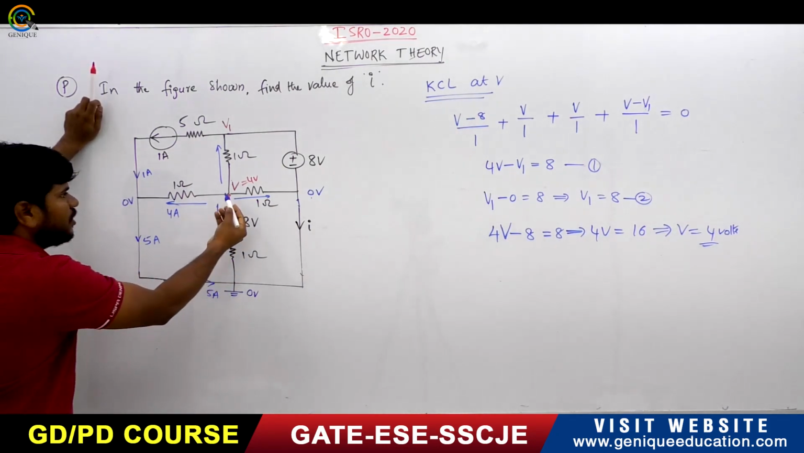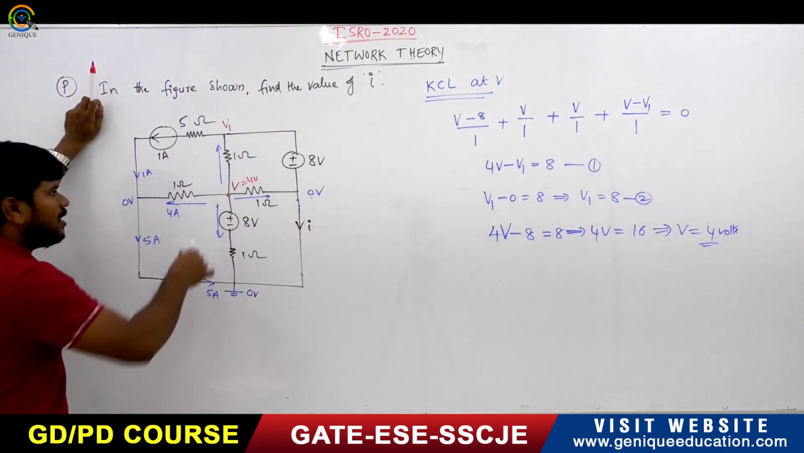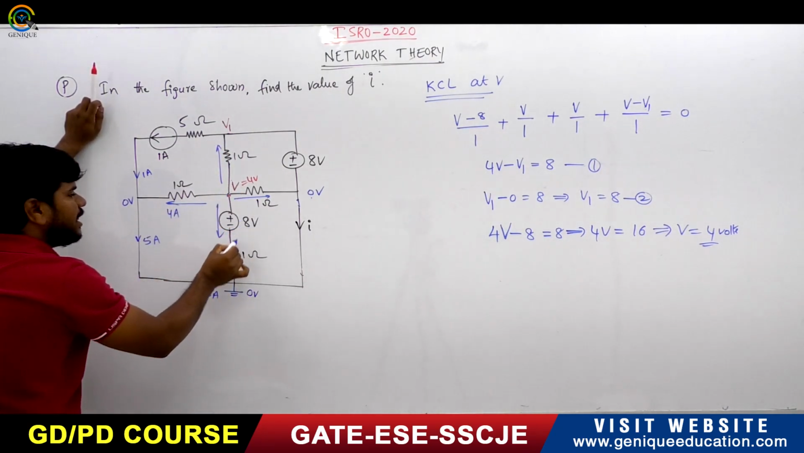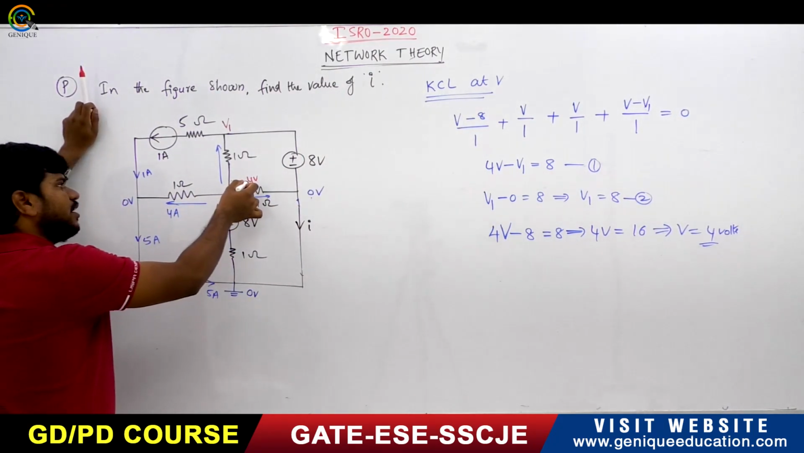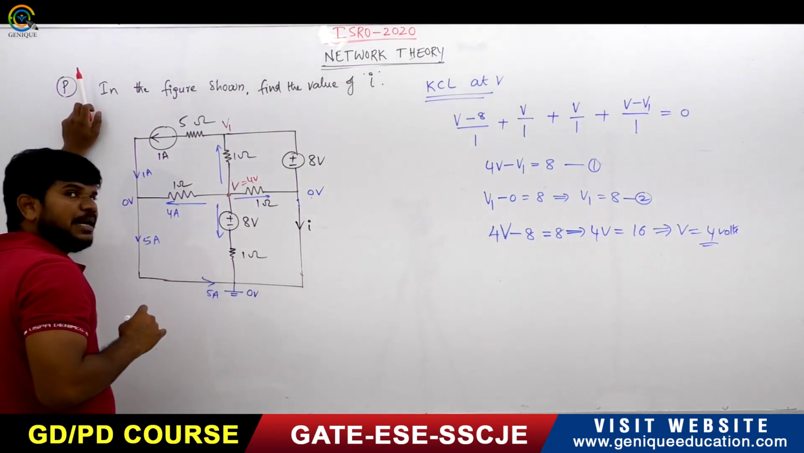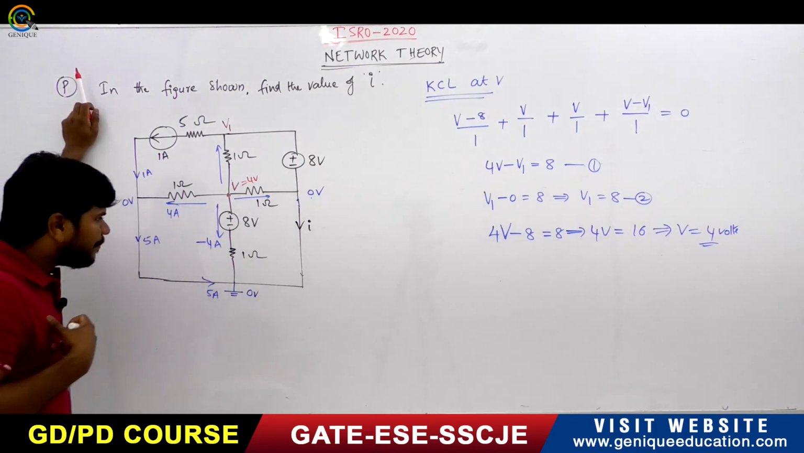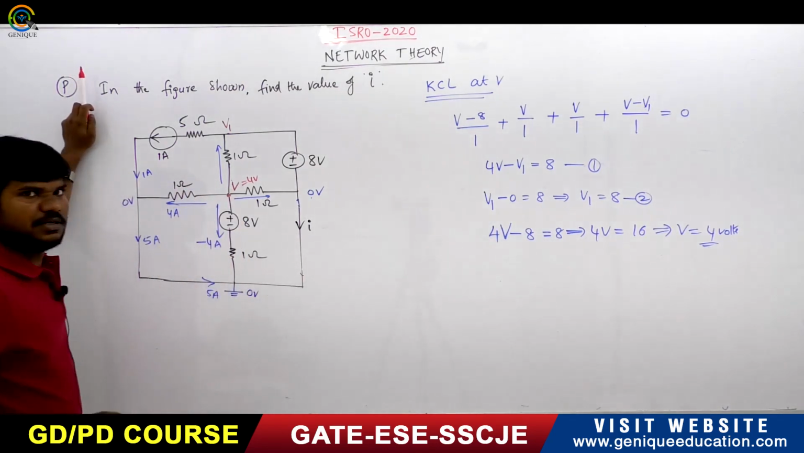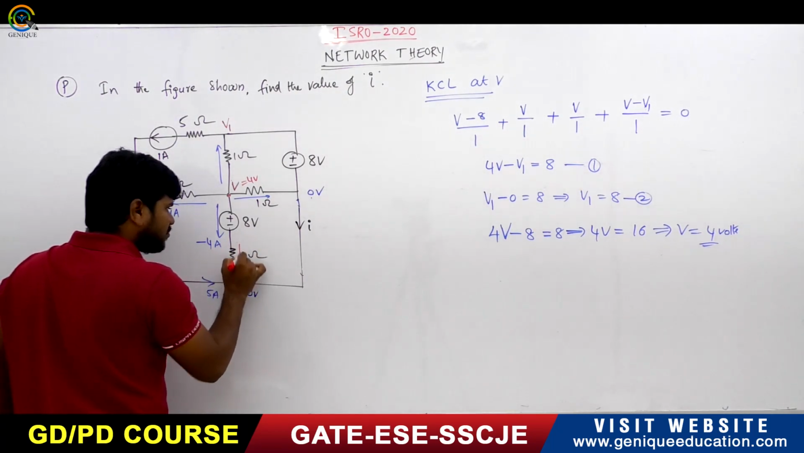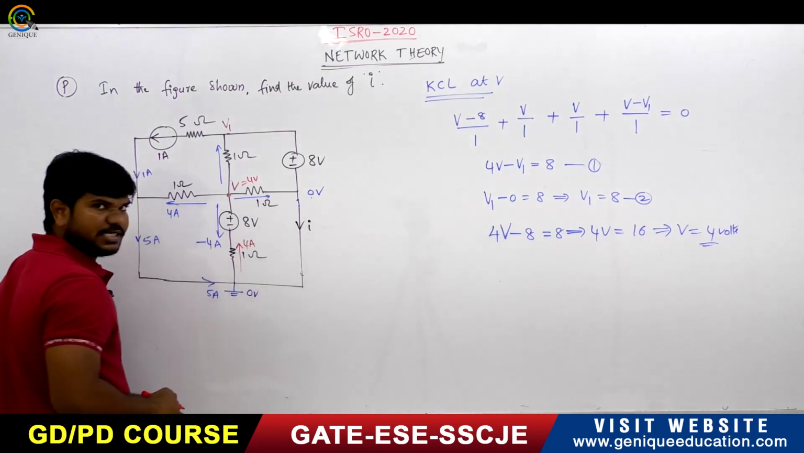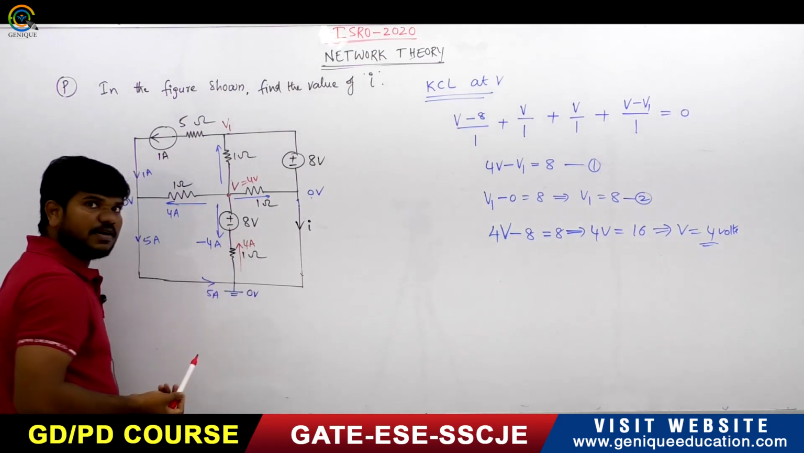Now what is this current? This current is (V minus 8)/1. What is V? V is 4, so (4 minus 8)/1 is how much? Minus 4 amperes. Minus 4 amperes means 4 amperes in this direction. Minus 4 amperes going in this way, or you can write it as 4 amperes in the opposite direction.